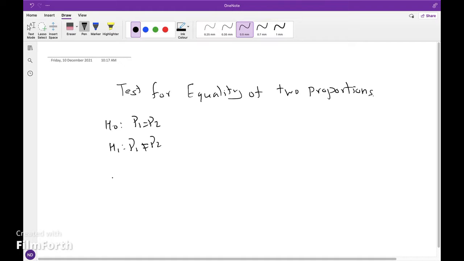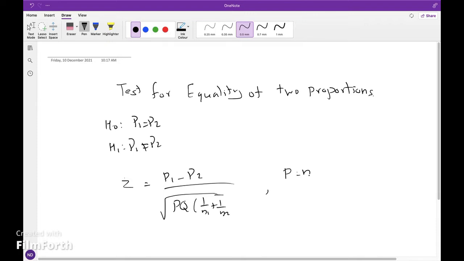n1 plus n2. So here the test statistic z is equal to p1 minus p2 divided by square root of pq into 1 by n1 plus 1 by n2, where p is equal to n1 p1 plus n2 p2 divided by n1 plus n2. Q is equal to 1 minus p.